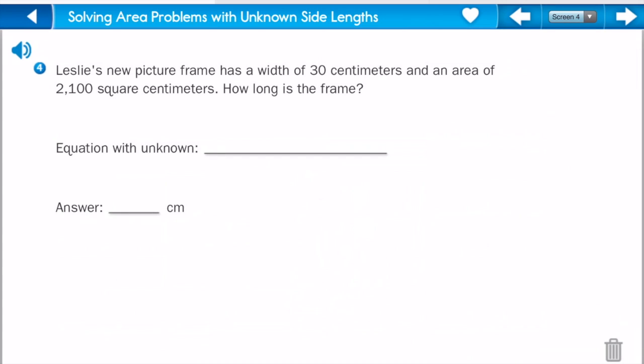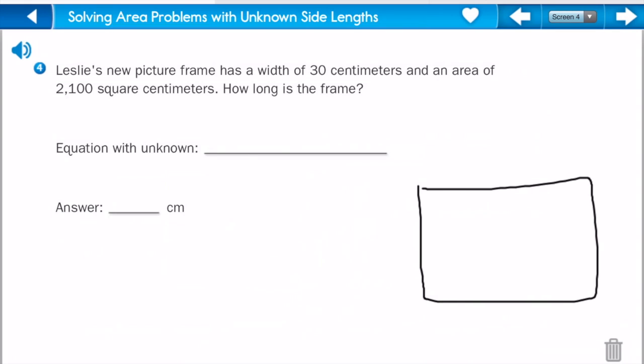Okay, Leslie's new picture frame has a width of 30 centimeters and an area of 21,000 square centimeters. How long is the frame? So what always helps me is drawing a picture. So I'm going to draw a picture down here, okay? So the width is over here, and I know that it's 30. And I know that the area is 2,100.